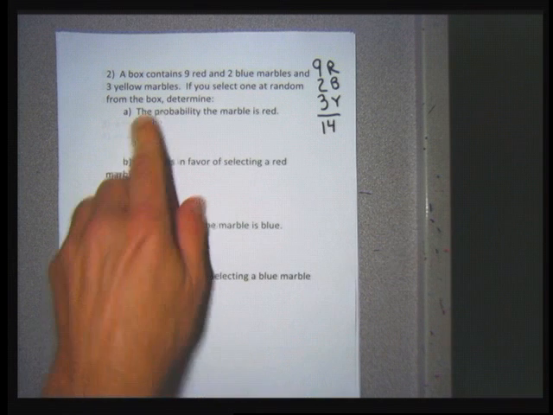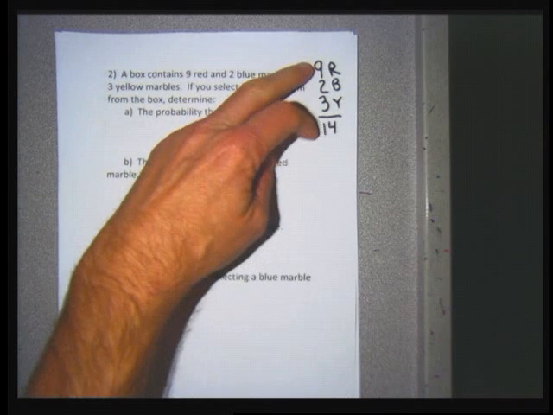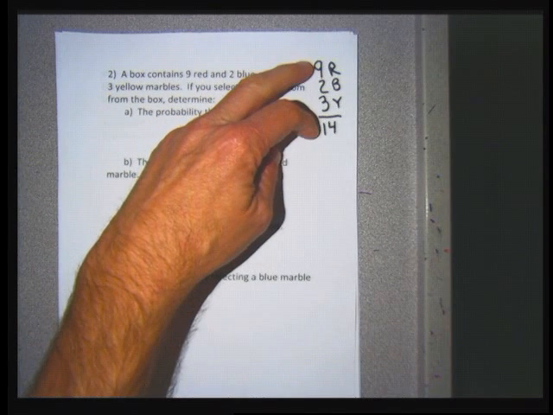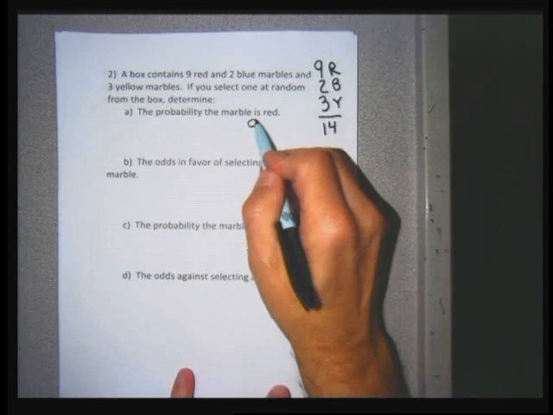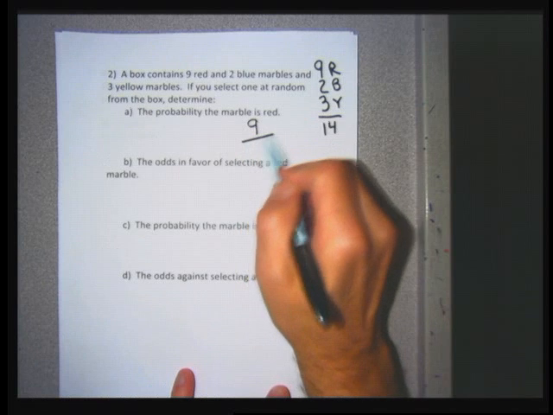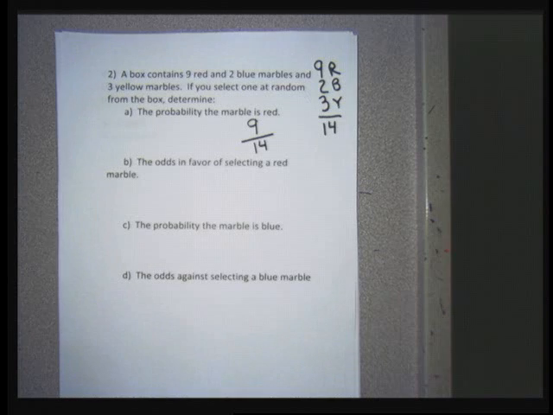So first question, the probability that the marble is red, well, there's 9 red marbles of the 14 marbles in the box. If I'm selecting one at random, I'd like to get one of the 9 red ones, but I could get any one of the 14 marbles. So it's 9 and 14. So I just formed a fraction. The numerator has the number of marbles that have the desired look, in this case red, 9 of them. The denominator is the total number of marbles possible, which is 14.